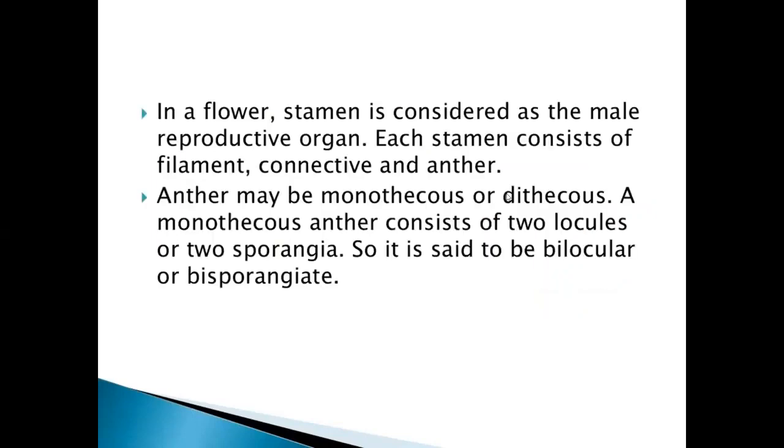Now we'll discuss all the 4 layers one by one. In a flower, the stamen is considered the male reproductive organ. As I told you, each stamen consists of the filament, connective part, and anther. Okay, filament part, connective part, and anther part.